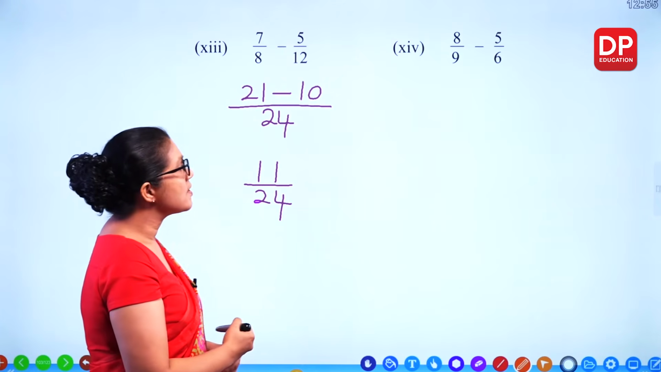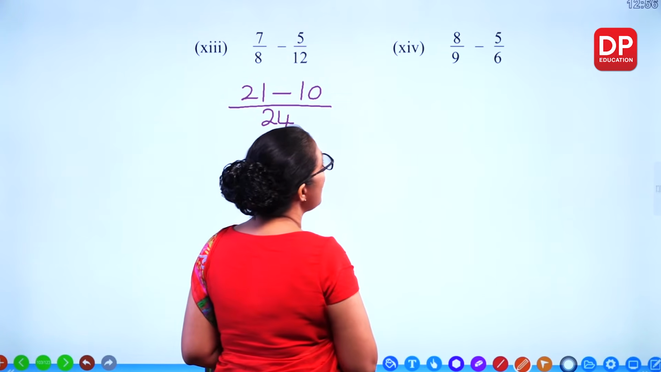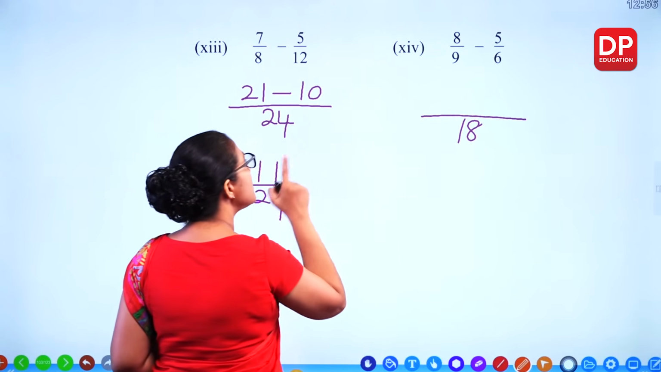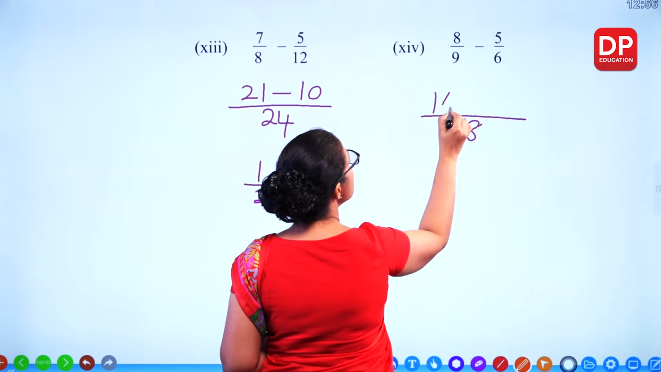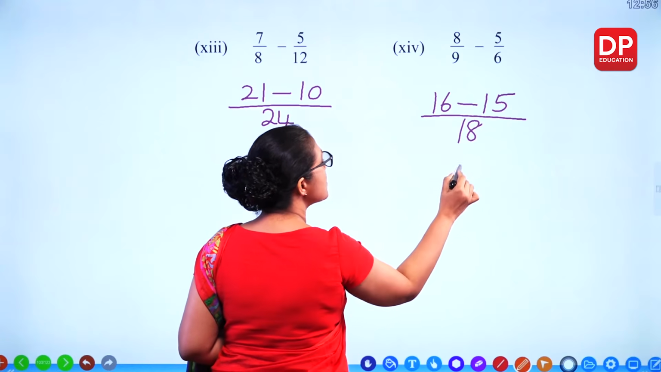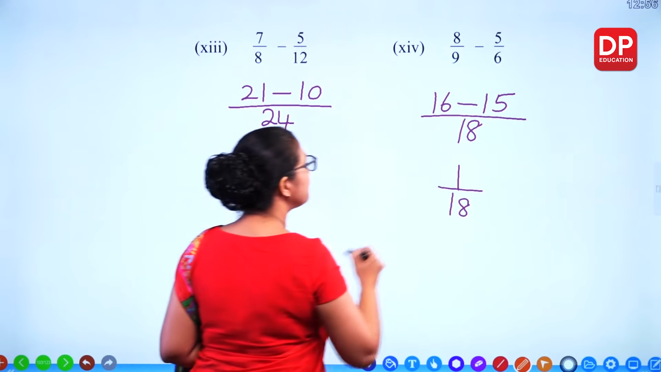9 and 6, what's the common one? You get 18. Multiply this by 2. 2 times 8, 16. And this by 3, 15. 16 minus 15, that's 1. So 1 over 18.